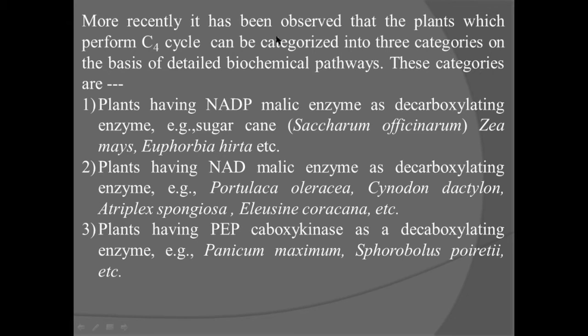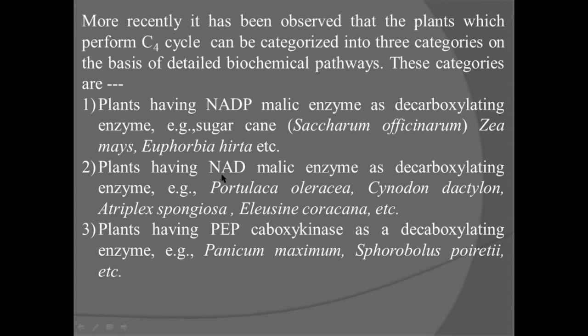More recently, it has been observed that the plants which perform C4 cycle can be categorized in three categories on the basis of detailed biochemical pathways. These categories are: first, plants having NADP malic enzyme as decarboxylating enzyme, example sugarcane, maize, Euphorbia hirta, etc.